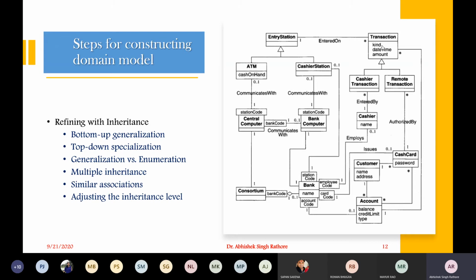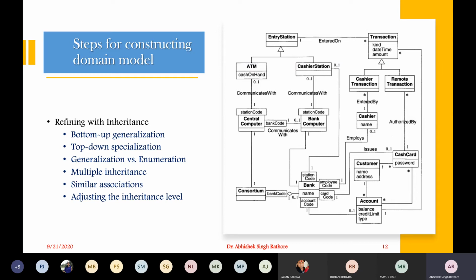So what kind of transaction is it? If it is a cashier type, it can go to this transaction, or it can go to this remote transaction. Then the date, time and amount are the common attributes. We'll consider all of this in the superclass transaction, and then in a specialized way we can go for different attributes. Then we have another type of approach, which is top down specialization.